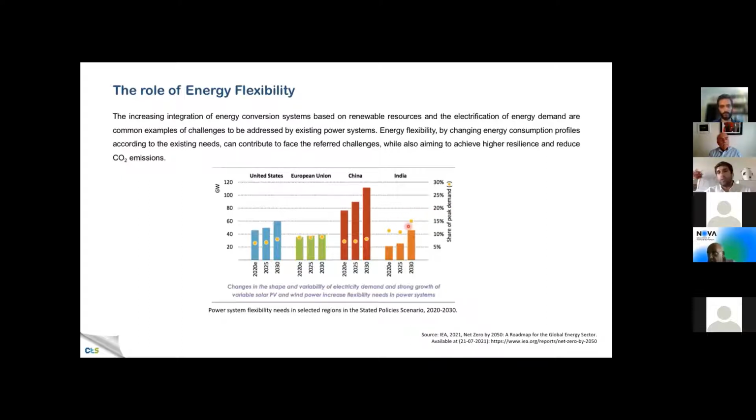This can be offered, as I told you, from the supply side, but also from the demand side. The demand side is yet to be exploited. There is some work already, but much is still to be done. So our focus is mainly on the demand side.